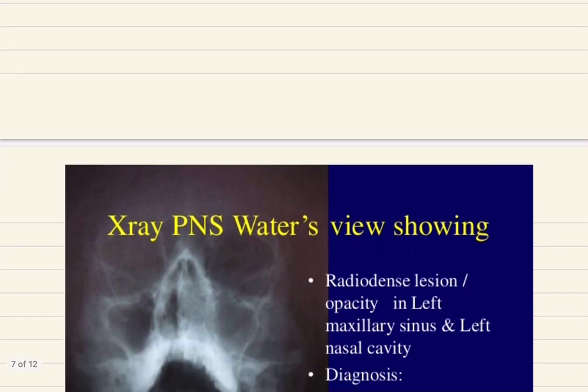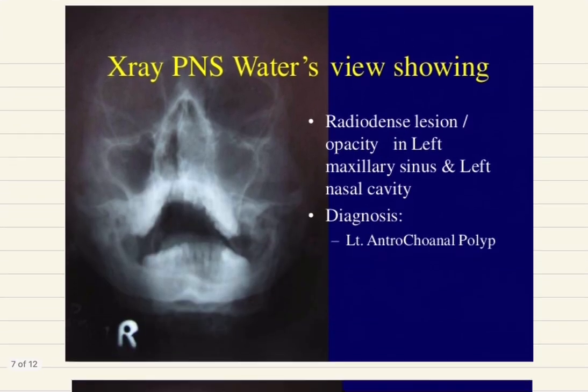Now a few more X-rays. As you can see in this X-ray, there is opacification of the left maxillary sinus, and this opacification can also be seen in the nasal cavity. So this is suggestive of an antrochoanal polyp. Opacification in the sinus along with the opacification of the nasal cavity is suggestive of an antrochoanal polyp.